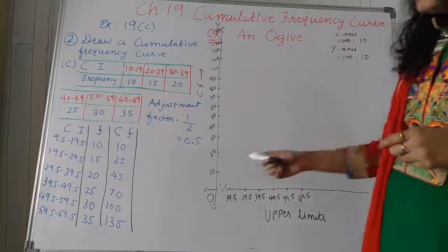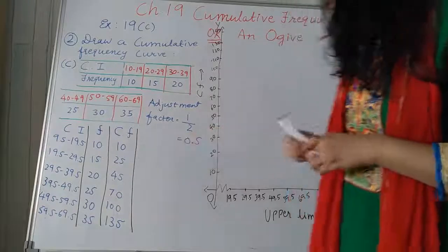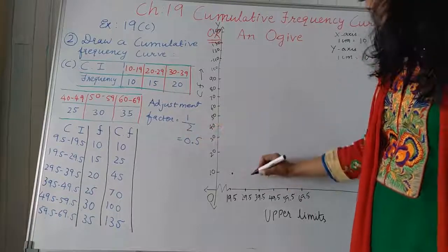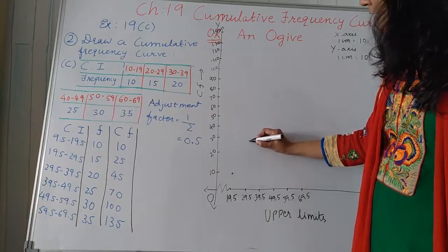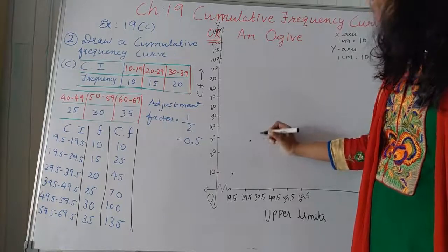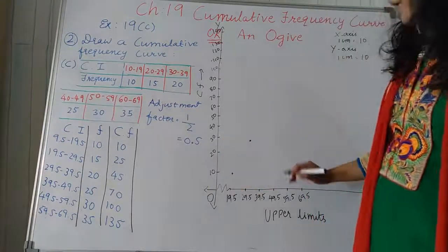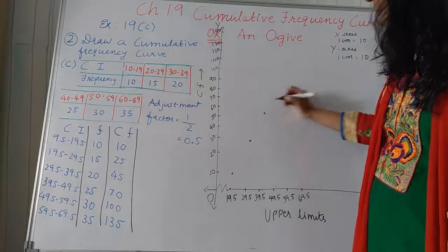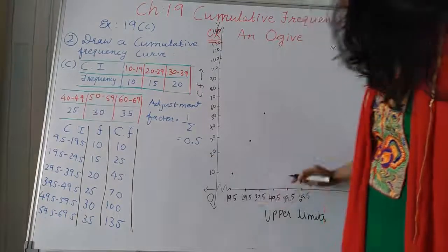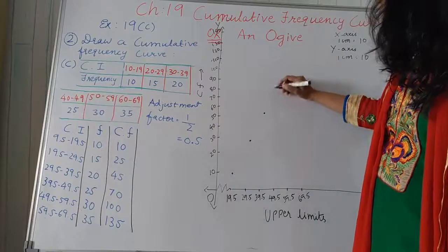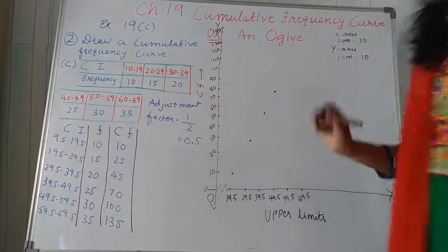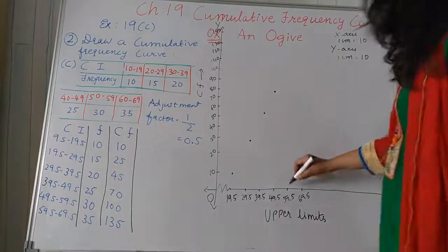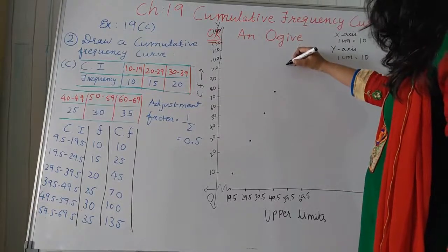Now let us start drawing, or just putting the points. First is 10. So the CF, I put here 10, the first one. Then the second is 25. So 29.5 is in between 20 and 30. Then 39.5 is 45, so it is in between 40 and 50. Then 49.5 is 70, so it will come here at 70. Then it is 59.5, which is 100. So 59.5 directly at 100 here.